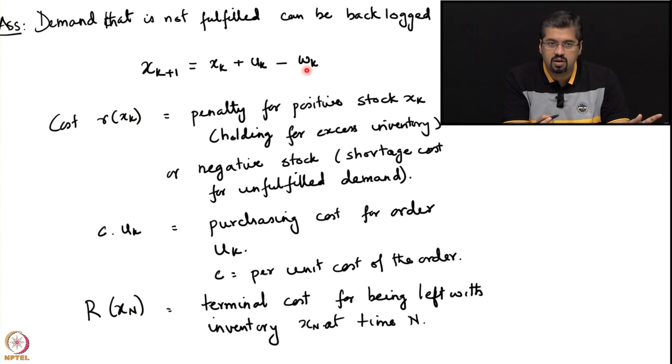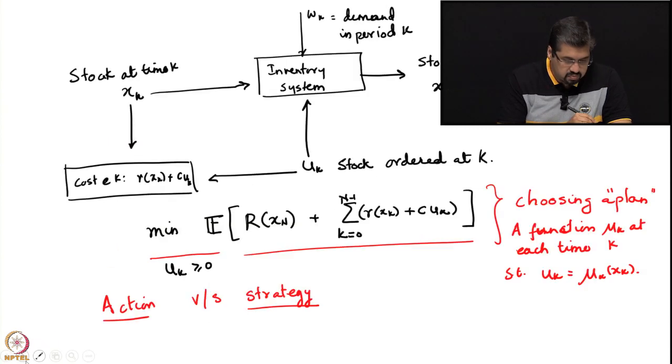The cost had three components. There was a terminal cost for being left with inventory xn at time n. There is a penalty r of xk, which was the penalty for holding excess inventory, or equivalently for negative stock, for shortage of unfulfilled demand. Then there was also a cost of ordering additional inventory. This was the purchasing cost, C given in this linear form, C times uk. These three together made up our total cost.